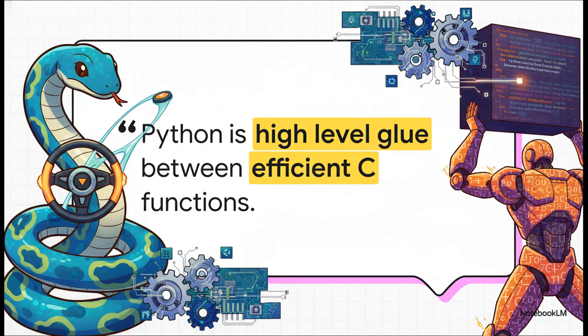Check out this quote. Python is high-level glue between efficient C functions. You see, Python was actually never meant to do the heavy computational lifting itself. It acts as a highly expressive, easy-to-read orchestrator for lightning-fast native libraries. When you use tools like NumPy, Pandas, or PyCuda, the actual heavy lifting drops down into optimized C, C++, or Fortran code. Python, it just acts as the friendly steering wheel.